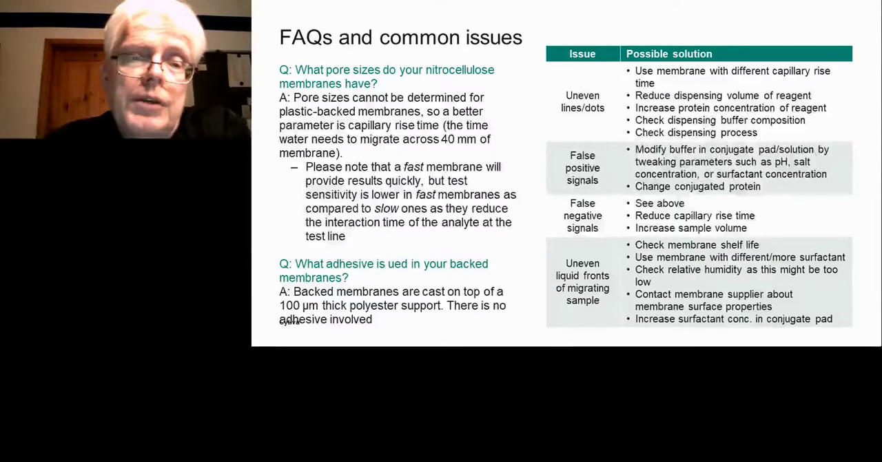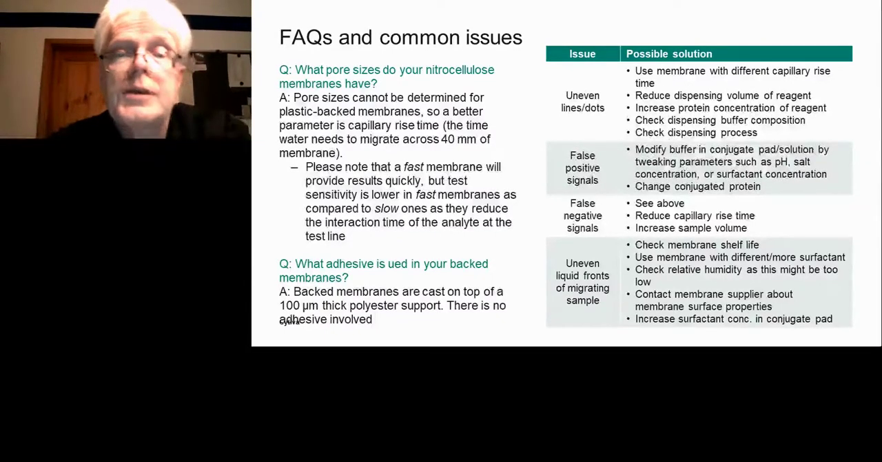Some FAQs and some common issues. Very often I'm asked, what is the pore size of your nitrocellulose membrane? In plastic back membranes, the pore size cannot be determined directly. That's due to the plastic backing. And that's the reason why all membrane manufacturers refer to capillary rise time or capillary flow time as a specification parameter. As a rule of thumb, a very fast membrane has a very large pore size. And a given sample liquid will run faster through a very fast membrane than it does through a slow membrane.